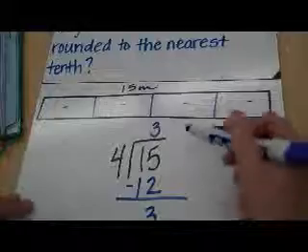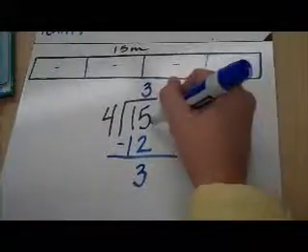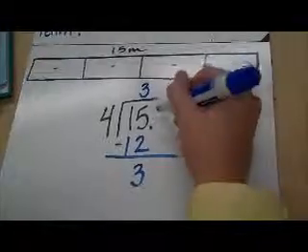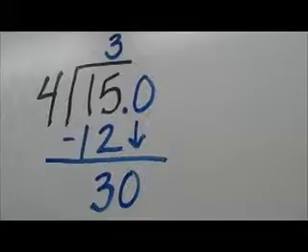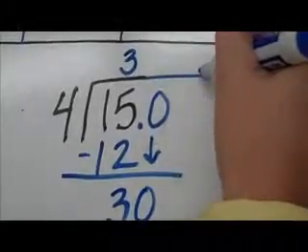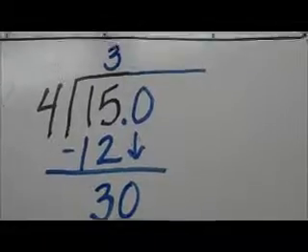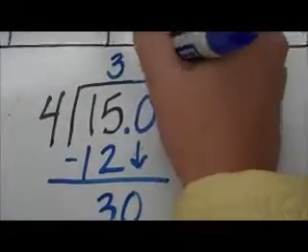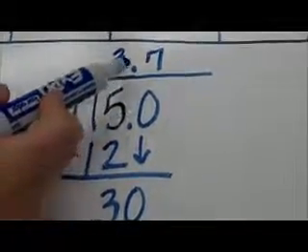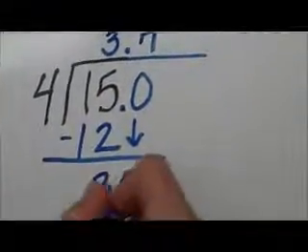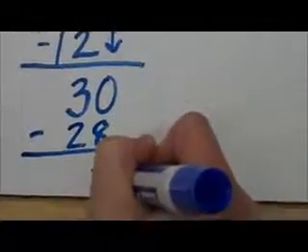Okay. I need to bring something down here because 4 cannot go into 3. So if you think 15 is the same as 15.0, now I'm going to bring my 0 down. Let me extend my division bracket up here. 4 into 30 goes 7 times. Don't forget to put your decimal there because we added our decimal. 4 times 7 is 28. 30 minus 28 is 2.